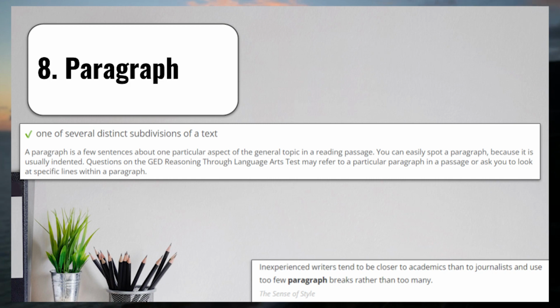You can easily spot a paragraph because it is usually indented, meaning that there's a little bit of space before the first word. Questions on tests may refer to a particular paragraph in a passage or ask that you look at a paragraph and describe what it says or what an author means in that paragraph. Frequently on tests, particularly standardized tests, you'll see that the paragraphs have a number out to the left or right side of them to show you what paragraph they're talking about in questions. If they say you need to go to paragraph 8 and see what the author's saying about some character, you know to go to it because there's an 8 to the side of it.